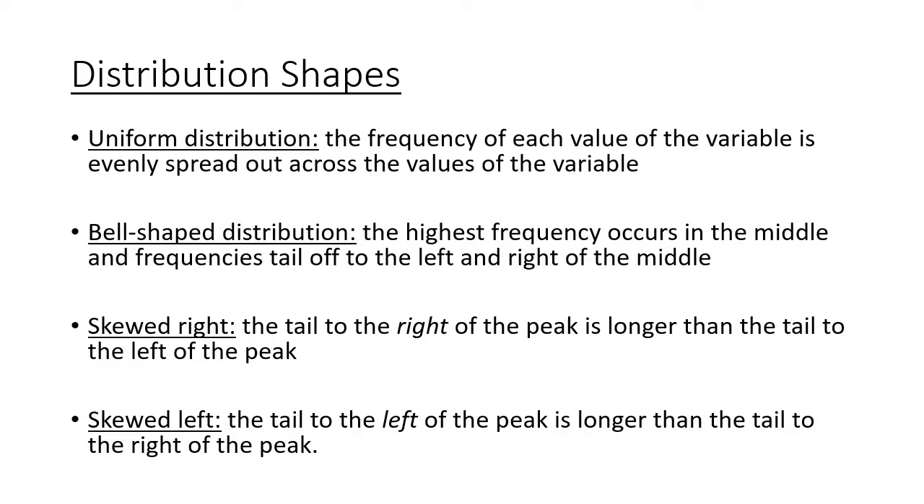So again, our 4 distribution shapes would be uniform, where everything shows up about the same amount. Bell-shaped, which again is your typical bell curve, where the middle point is the highest and it kind of tails off both to the left and to the right about equally. Skewed right means that there's a peak, but the tail to the right of that peak is much longer than the tail to the left. And skewed left is just the opposite. The tail to the left is much longer than the tail to the right. So again, we always call the middle part the peak, and then each side is the tail.